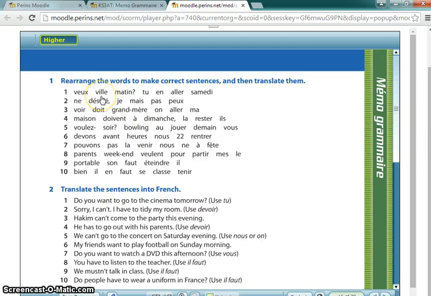So, ville, what's that? Town. Matin. Not Martin, no. Morning. If you think about the word matinee, it derives from the French word for morning. A matinee is the first performance of the day. Quite often it happens in the afternoon, actually. A matinee derives from the word for morning. So, matin, morning. So, we've got town, morning, en.